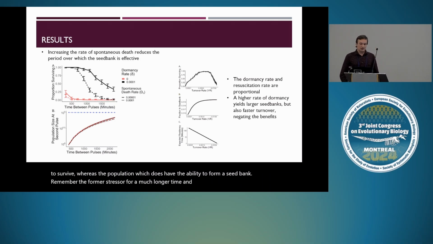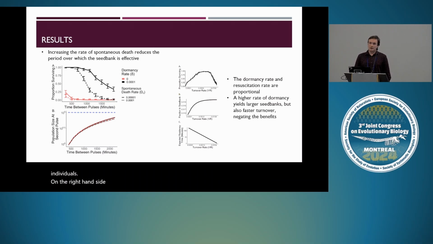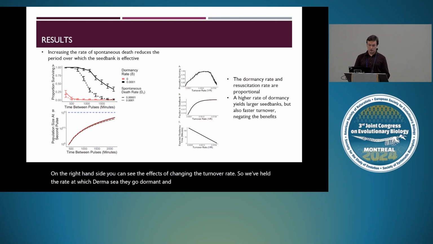And as you might expect, if you increase the rate of spontaneous death that's not related to the presence of any sort of toxin, that reduces the longevity of the seed bank because it's eroding away all of those tolerant individuals. On the right-hand side, you can see the effects of changing the turnover rate. So we've held the rates at which individuals go dormant and resuscitate proportional to each other, and vary the turnover rate.